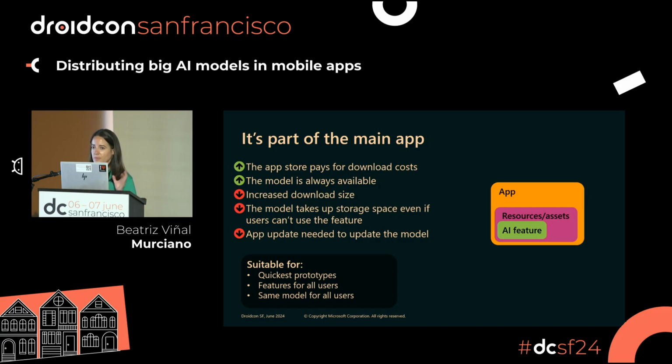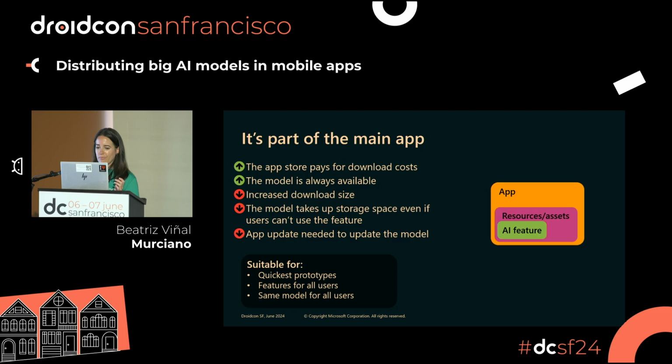Also, you always have this model there, so if some users are not going to use this feature, you're still going to be using their storage, and they may not like it, they may not understand why the app is so big if it doesn't do what they want. And the model update is linked to the app update. You can't update the model separately. You have to update the app to update the model. There's always a tie between the app version and the model version, and you will always have old model versions running on old app versions somewhere.